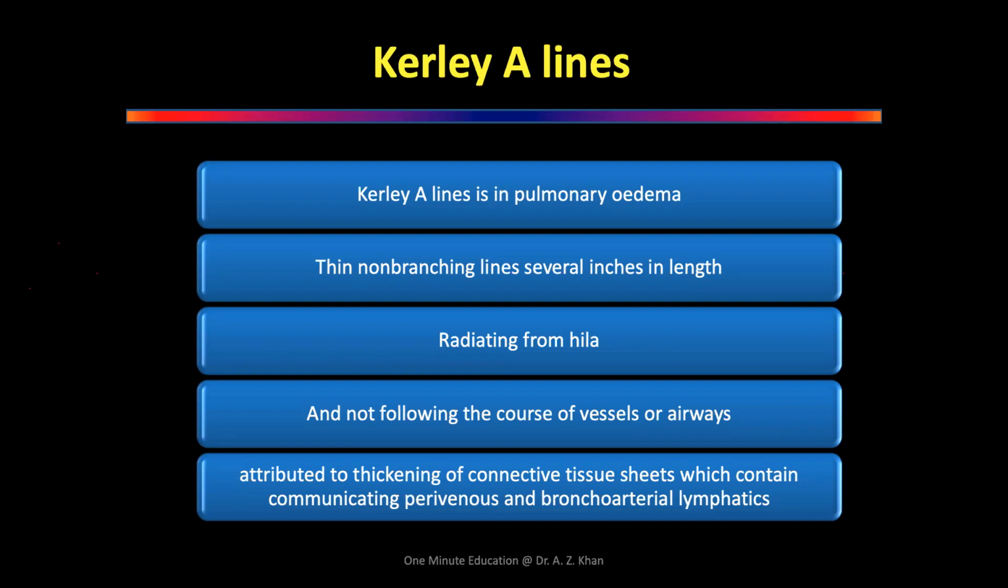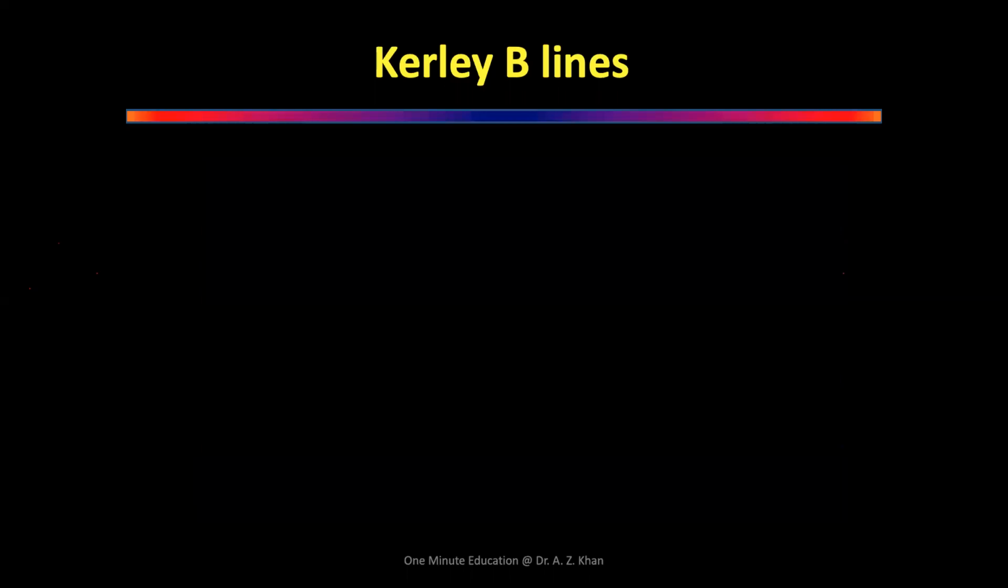Okay, all right. So 1 mark if you got at least 2 of these lines right. Next question. What is Kerley's B line? At least 2 points you have to write. I don't mind 2 small points, but just mention 2 points about Kerley B line. And what causes Kerley B line? We said Kerley A line is because of lymphatics. What causes Kerley B line?